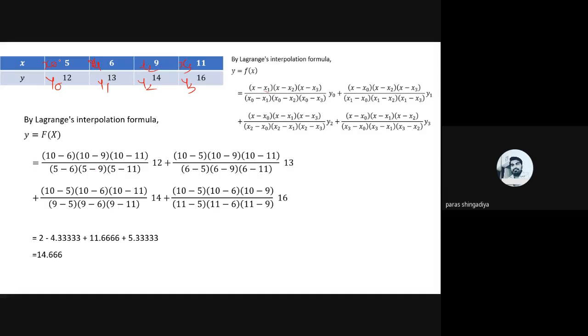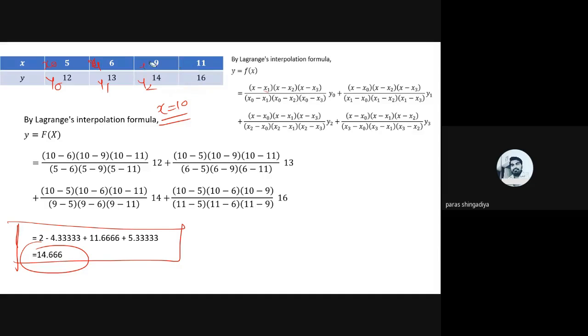Okay, so replace the suitable values in this formula. x is equal to 10 is given, so replace x is equal to 10 and simplify each and every term. In the last lecture, we completed this question and derived the answer 14.666. And we can also verify this answer by using the given tabulated values.